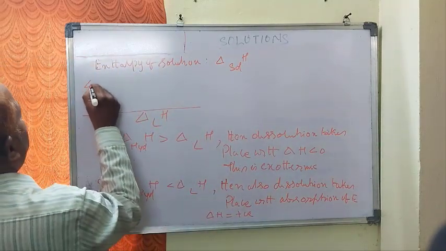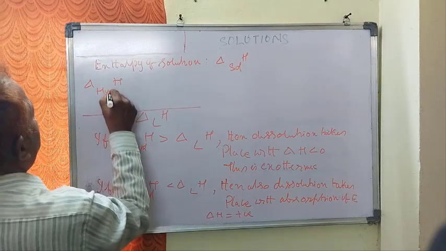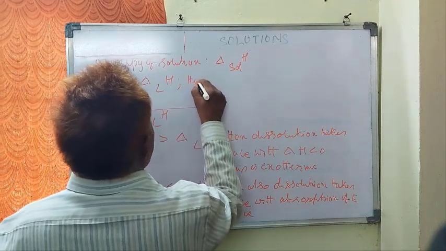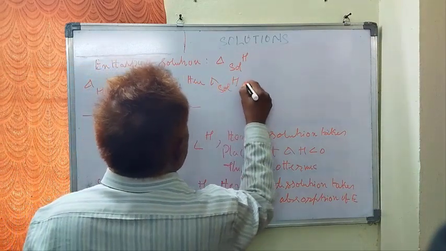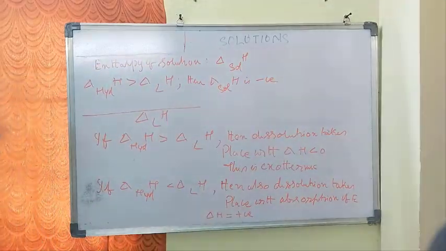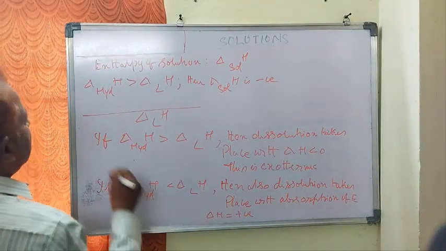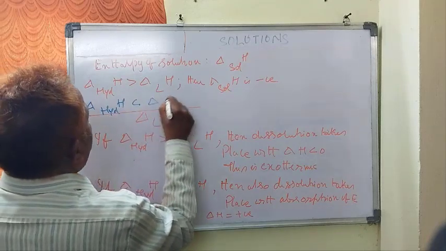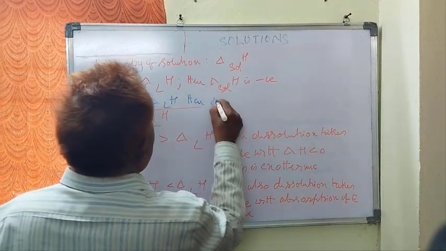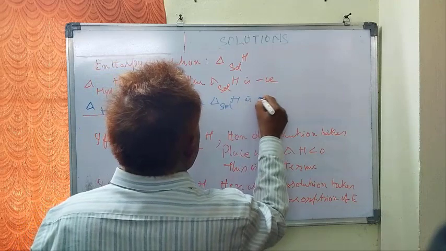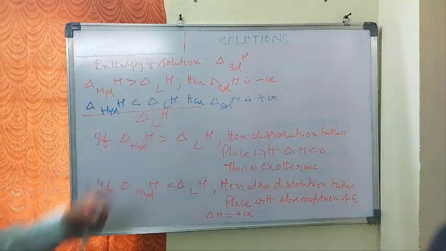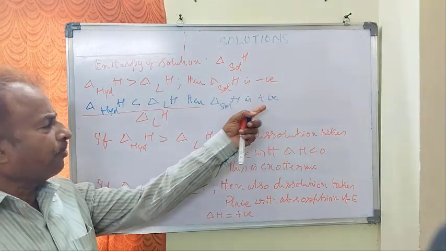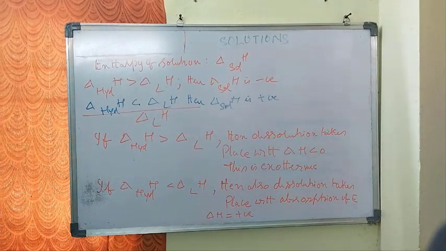So what happens if delta H hydration is greater than lattice enthalpy? Then delta H solution is negative. If delta H hydration is less than lattice enthalpy, then delta H solution is positive. That means the difference between these two is very small. In such cases, delta enthalpy of solution is positive. Therefore, dissolution takes place with the absorption of energy.